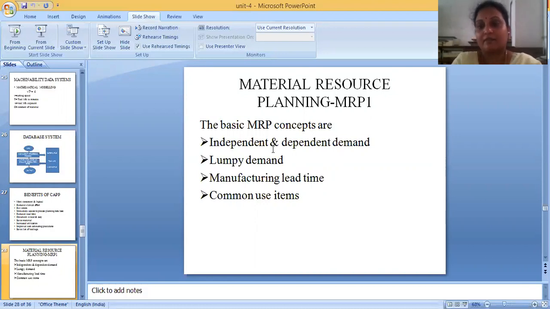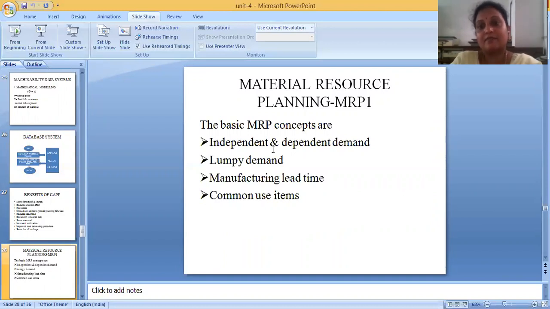While deciding the requirement of raw material, we take a few things into consideration. First one is the independent and dependent demand. So what is independent demand and what is dependent demand? Independent demand is where the component demand does not depend on some other component. For example, take the tires of your automobile. They get worn out and we replace them with new tires. Here the demand is independent. It does not mean the manufacturing of tires depends upon the manufacturing of cars. So it has independent demand. Similarly, the spare parts.